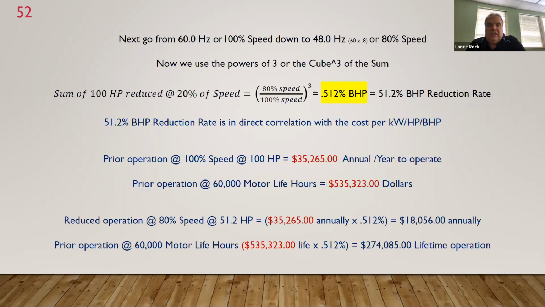And we will take the 60,000 motor life hours of 535,000, $500,000, and drop it down to $274,000, $250,000, little over. We're going to reduce the cost basically just slightly over half. And that's facts. That's exactly how a VFD operates. And that's the savings you can realize.